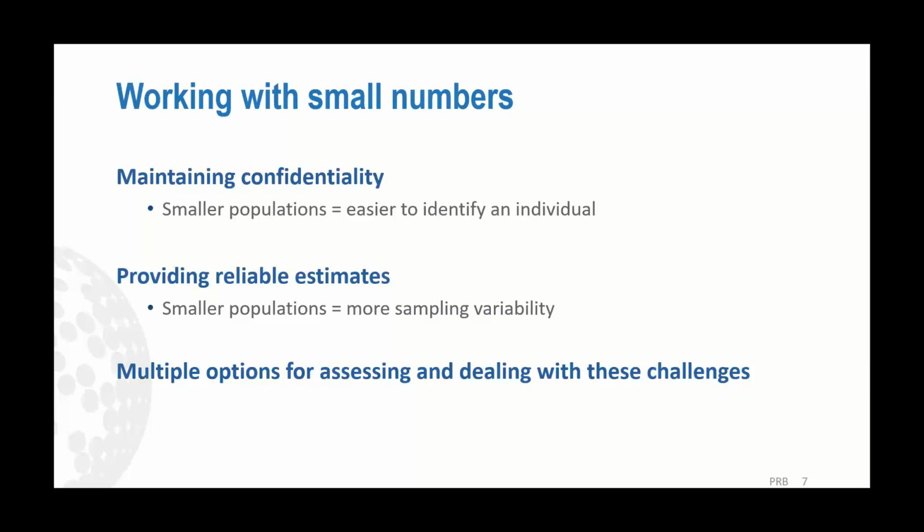Likewise, rates based on small numbers may fluctuate dramatically from year to year or differ considerably from one group to another. So such variation can make it look as though rates are changing across time, or that different subgroups are significantly different from each other, even though there's no meaningful difference. So over the next few minutes, I'm going to go over a couple different options for assessing your data reliability and dealing with some of the challenges.